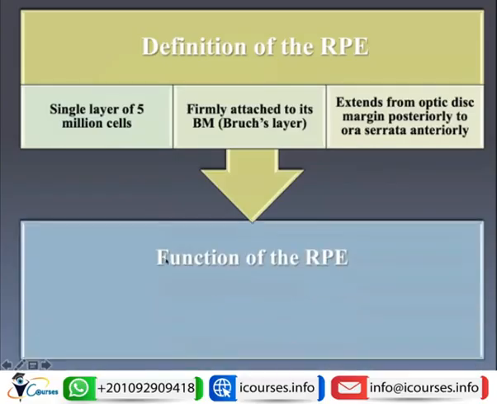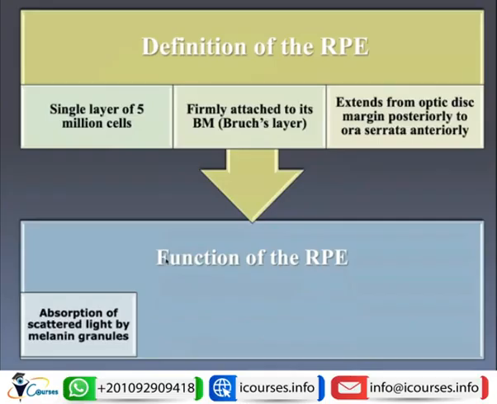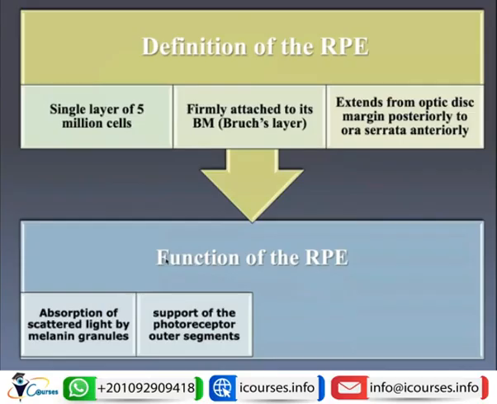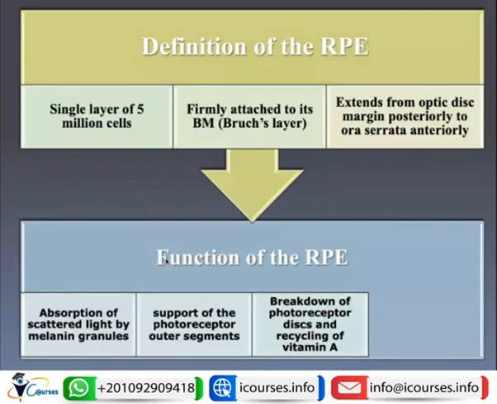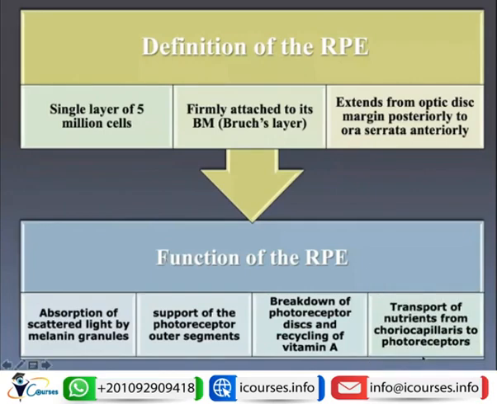The functions of the retinal pigment epithelium will be studied thoroughly in the physiology, but just to have an idea: it has excess melanin pigment, and this melanin causes absorption of the scattering light within the eye. It supports the photoreceptor outer segments during the visual cycle, causes breakdown of these outer segments, and takes part in the recycling of vitamin A and the transport of nutrients from the choriocapillaris to the photoreceptors.